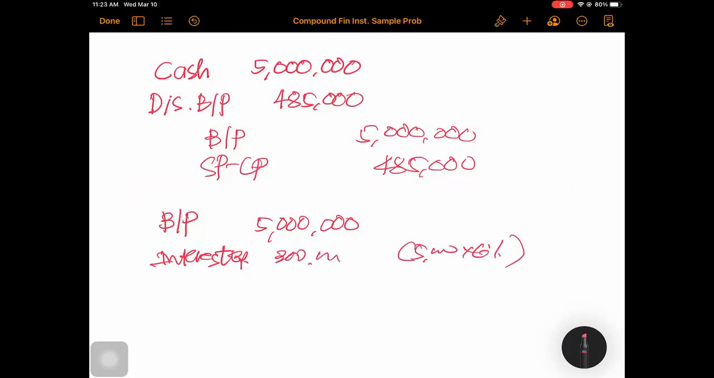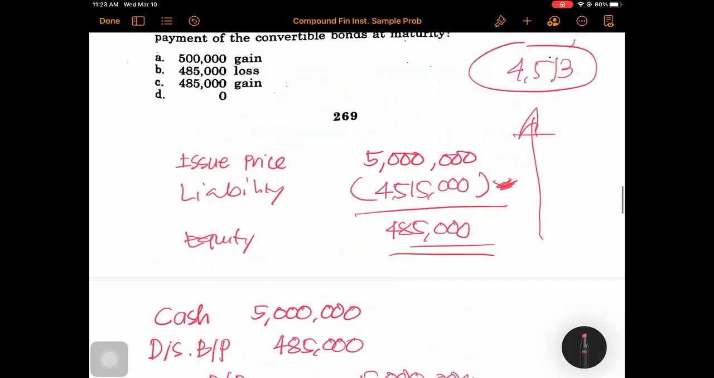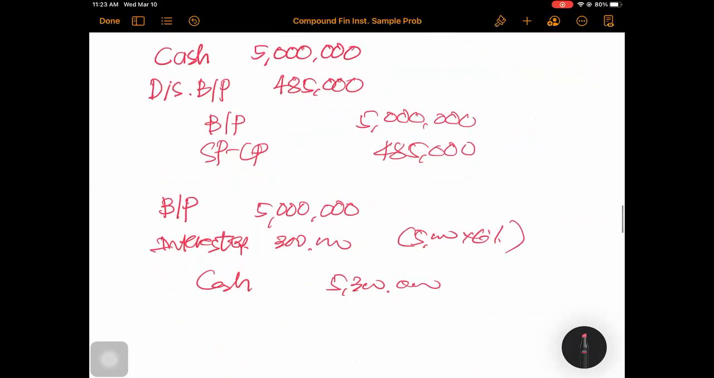So, makita na natong gibayaran at maturity date, 5,300,000. Okay, this is the entry. 5,300,000.